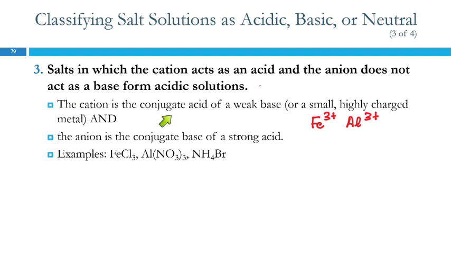So the cation is a conjugate acid of a weak base. It's the conjugate of a weak base. Is it then a weak acid? Yes, it is. The anion is the conjugate base of a strong acid. The strong acid hogs all the strength, so the conjugate base cannot be a base. So let's look at these guys. So FeCl3.